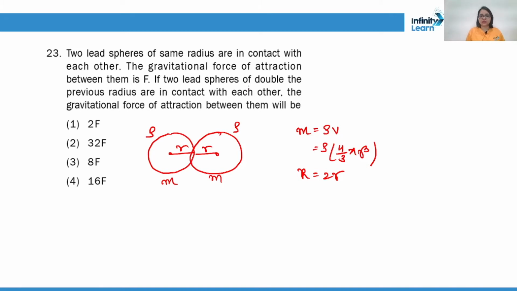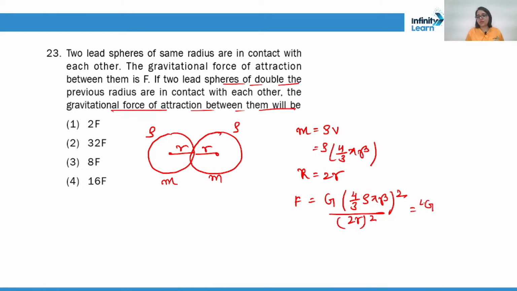Okay. Now if two lead spheres of double the previous radius are in contact with each other, the gravitational force of attraction between them will be. So in this case, let's find gravitational force of attraction. F equals G m1 m2, which is 4 by 3 rho pi r cube whole square divided by 2r whole square. So it will be 4G by 9 rho square pi square r to the power 4. Okay, so force is directly proportional to r to the power 4.